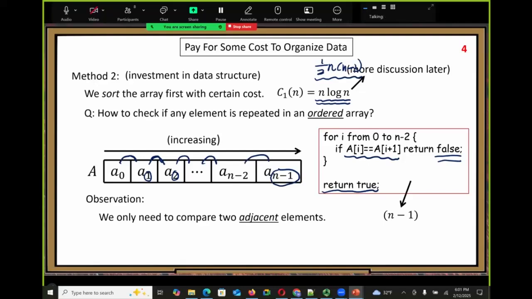So you can see a big improvement, right? Because if we compare with the previous one, 1/2 times n-1.